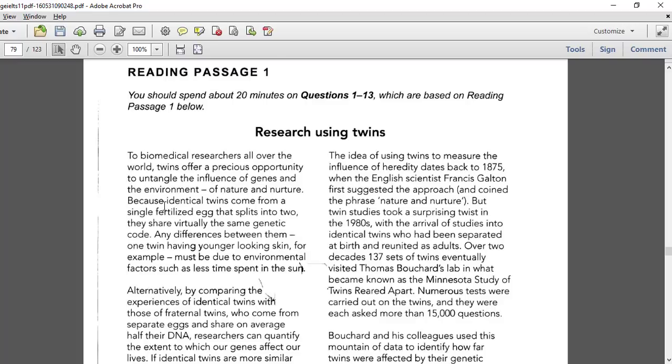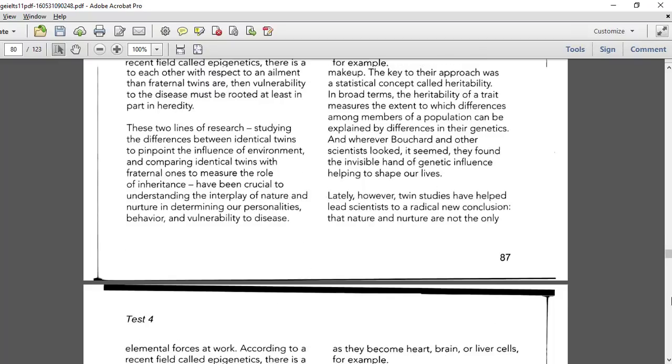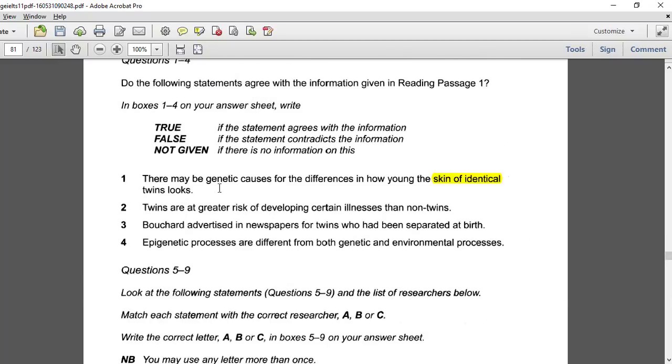As we know, the true, false, not given question is moved by order. So we will start from the first paragraph. Here it is. Looking skin, for example, must be due to environmental factors. What does the question say? The question says there may be genetic causes for the differences in how young the skin of identical twins looks.